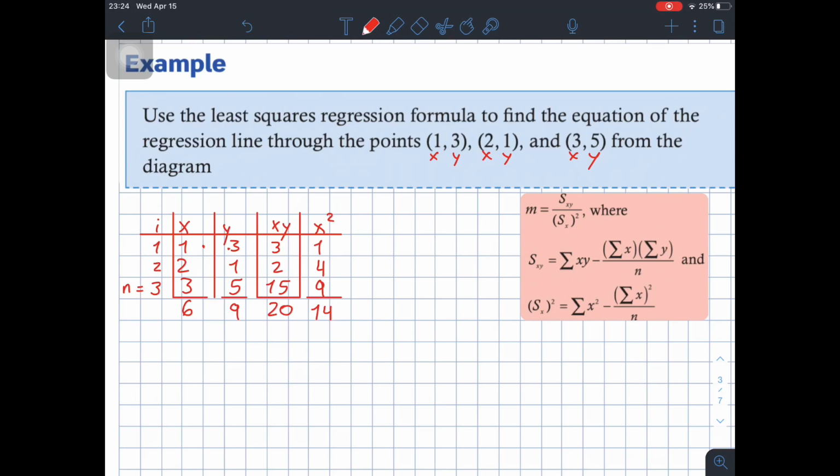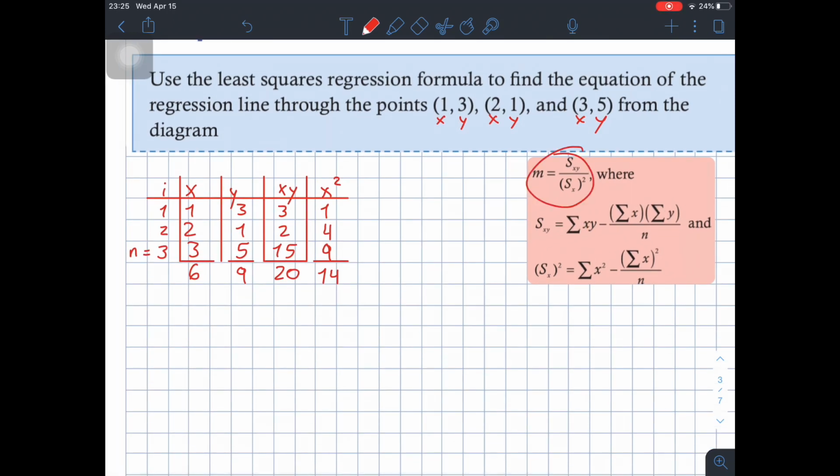Okay? And then I calculated the x squared column, which is just squaring these values. 1 squared is 1, 2 squared is 4, 3 squared is 9. And then I added all of these columns, this one, this one, this one, and this one, because the formula tells me to add those. Sigma notation represents addition. That's why I did this table.